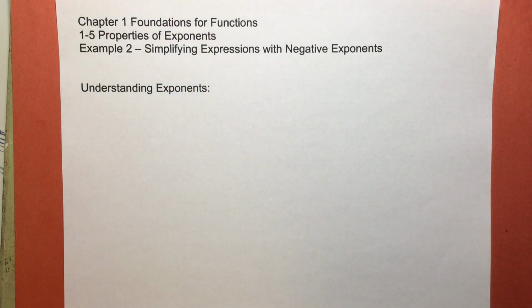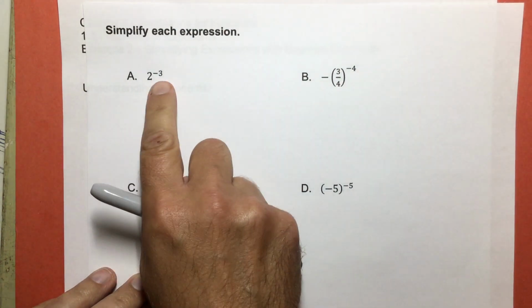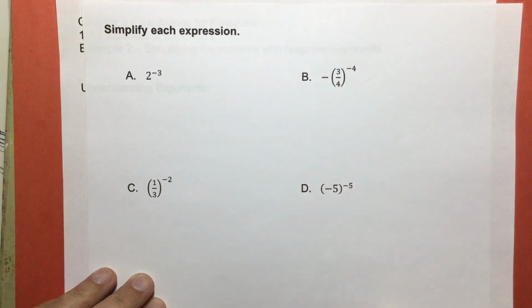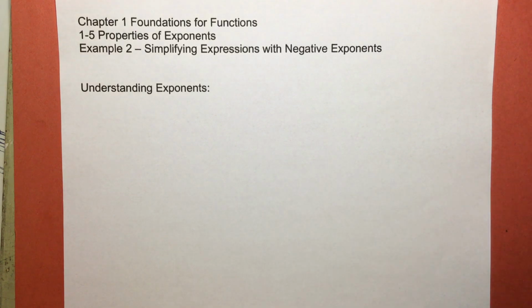In this section, the first one, we're going to talk about negative exponents. What happens if the exponent is negative? So this is my next slide, so let me show you what I mean. What does 2 to the negative third power mean? What does negative 3/4 to the negative fourth power mean? Each of these exponents are negative. So what does it mean to have a negative exponent?